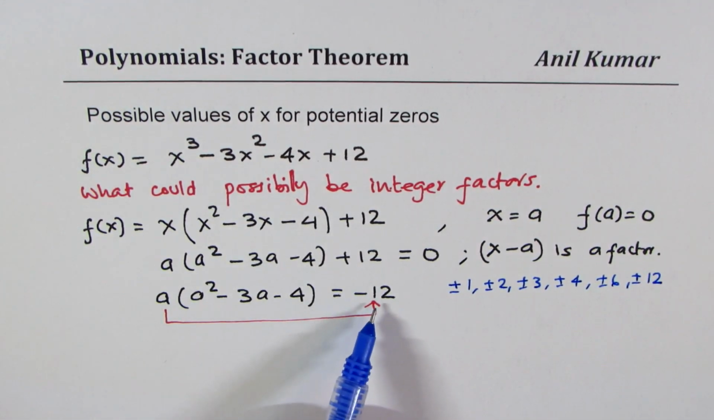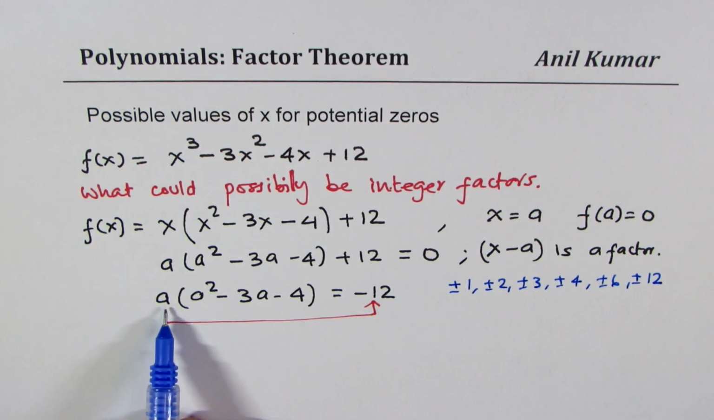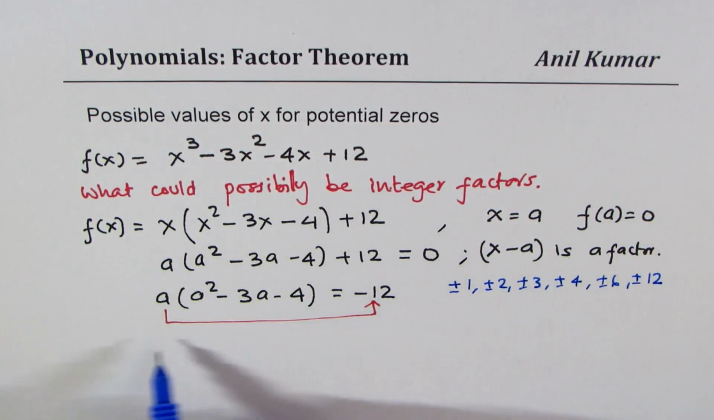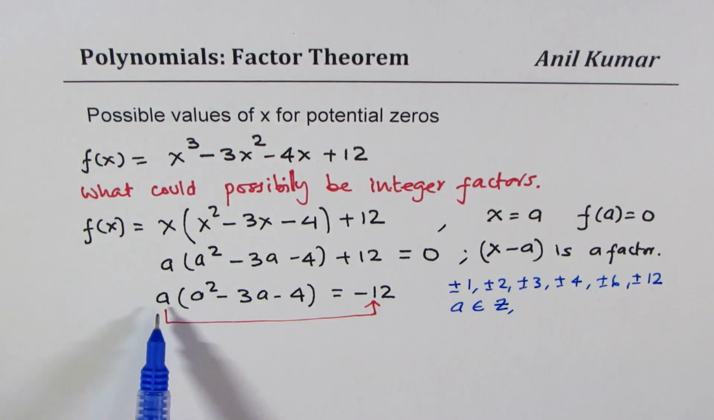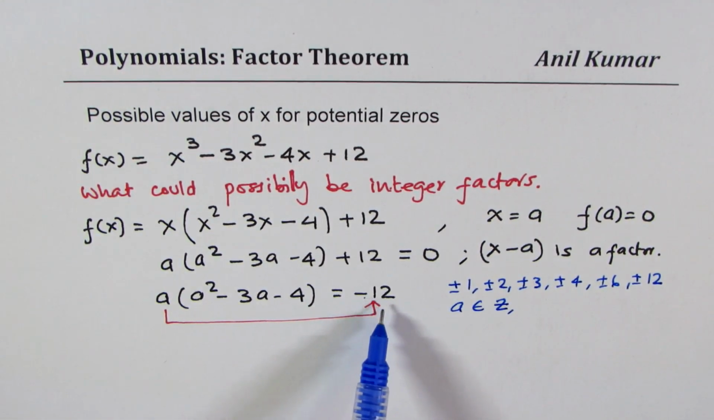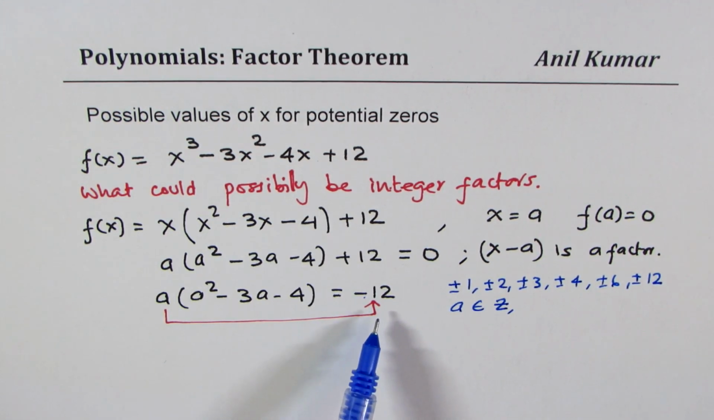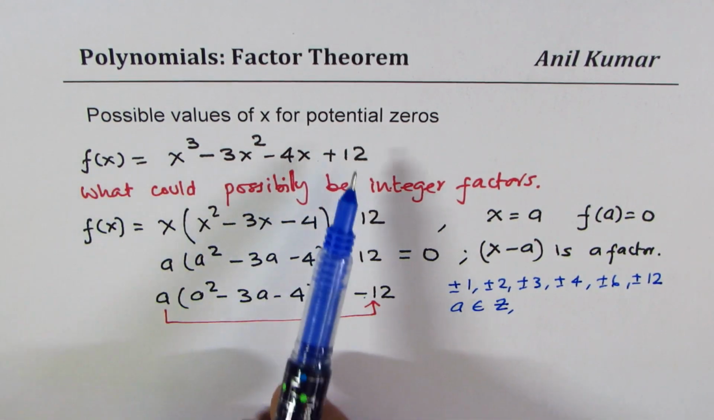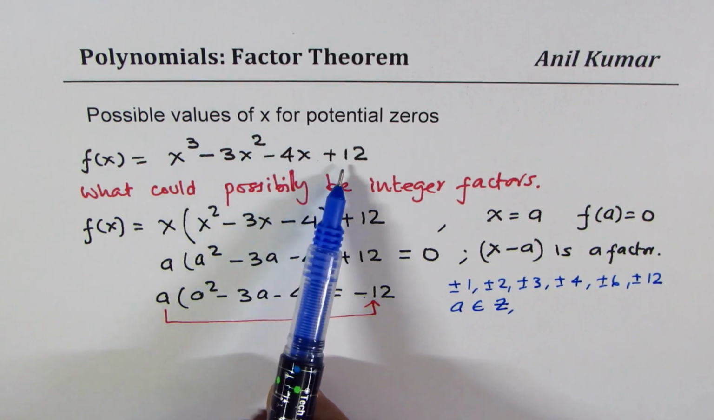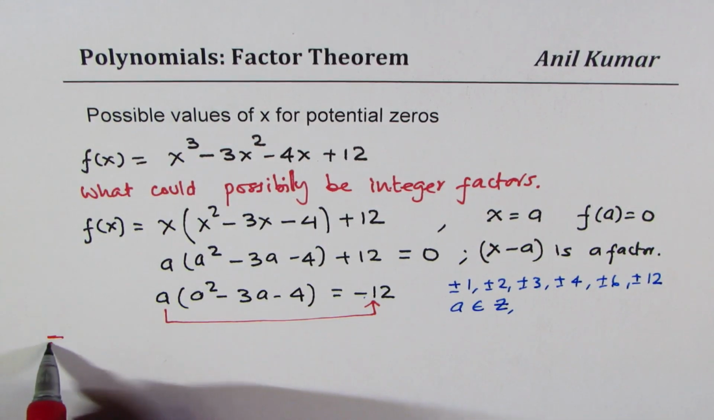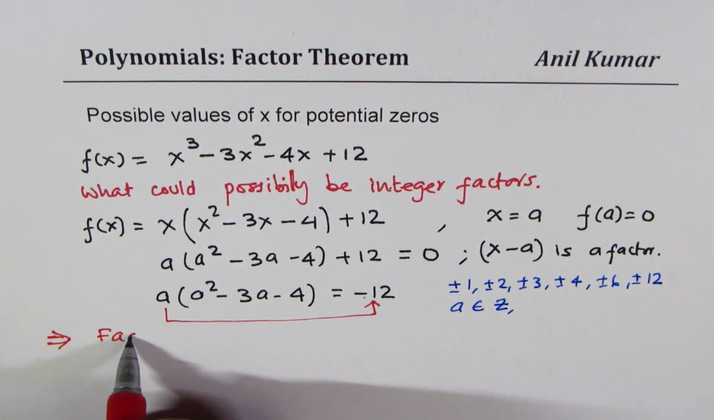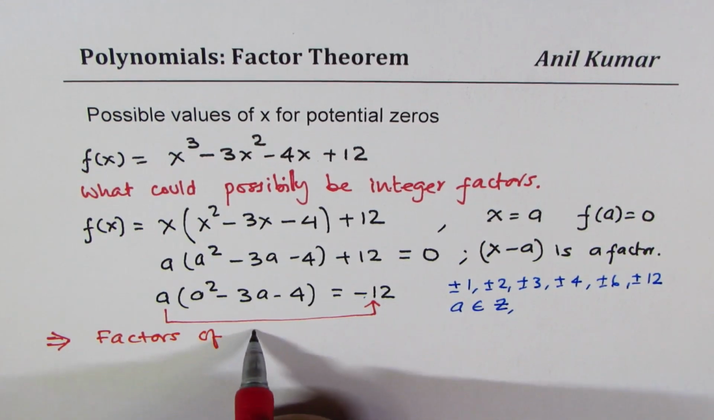So if that equation has to be true with some integer values, we are saying a belongs to integers. In that case, a could only be a factor of 12. You get an idea. So from here, you could conclude that generally, to find potential values of x, we have to look for factors of the constant term, right?